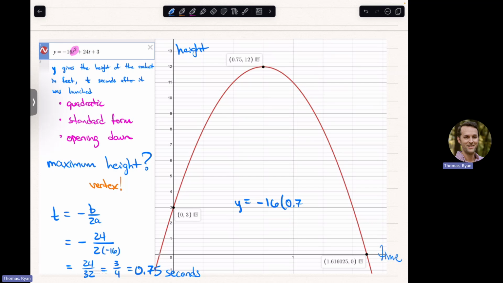Well, I take my function, I plug in 0.75, which looks like that. All I'm looking for is a numerical answer. I don't really need to work through anything by hand here. I can just type this whole thing into a calculator as it is. And what I get is 12. I cheated a little bit. It's sitting right here. But that's the same thing you would get if you just plug it into a calculator. So the maximum height is 12 feet.